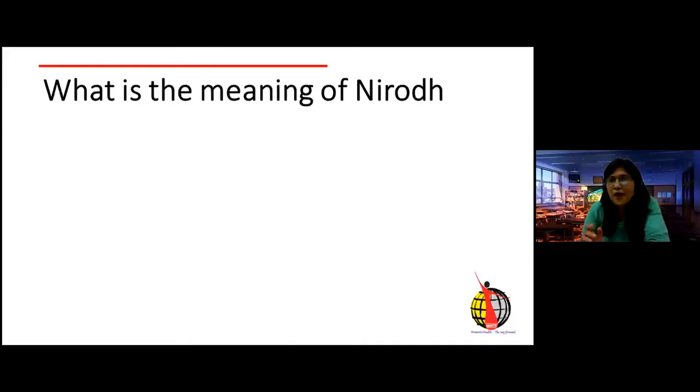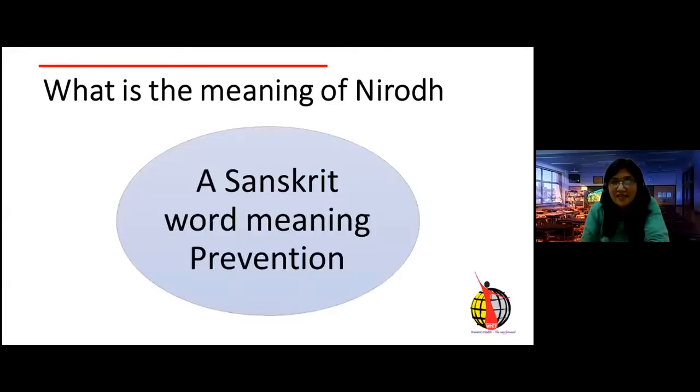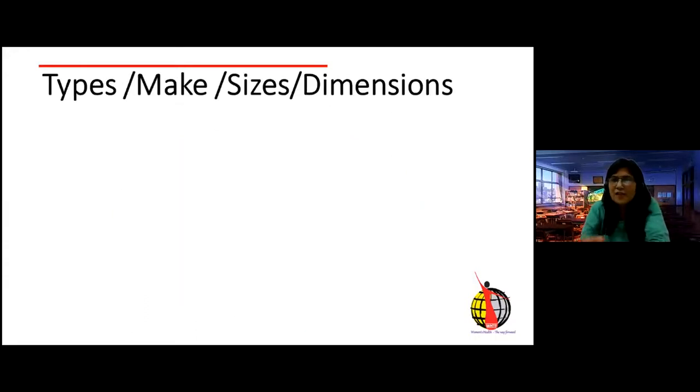And now next question to you quickly. What is the meaning of Nirod? Anybody? Quickly chat on the chat box. Nirod is freely available, free of cost. Government of India is providing the Nirod. But what is the meaning of it? Meaning of Nirod is nothing but it is a Sanskrit word meaning prevention. So the only meaning of Nirod is prevention. Now let's go on to the next one.